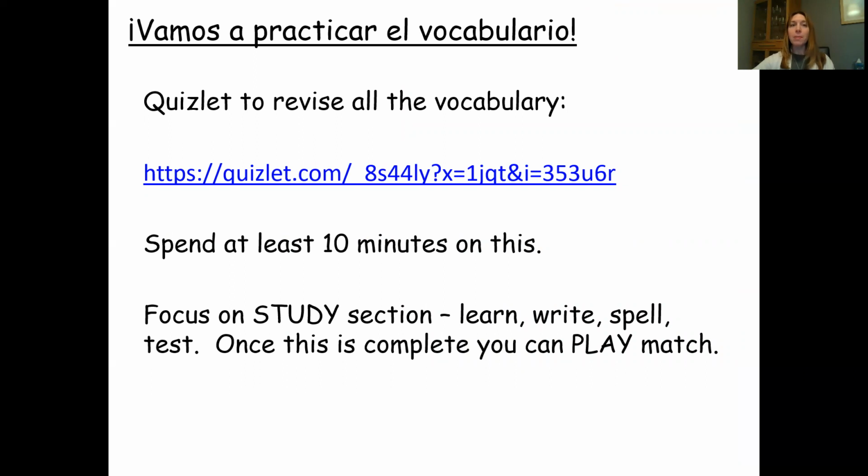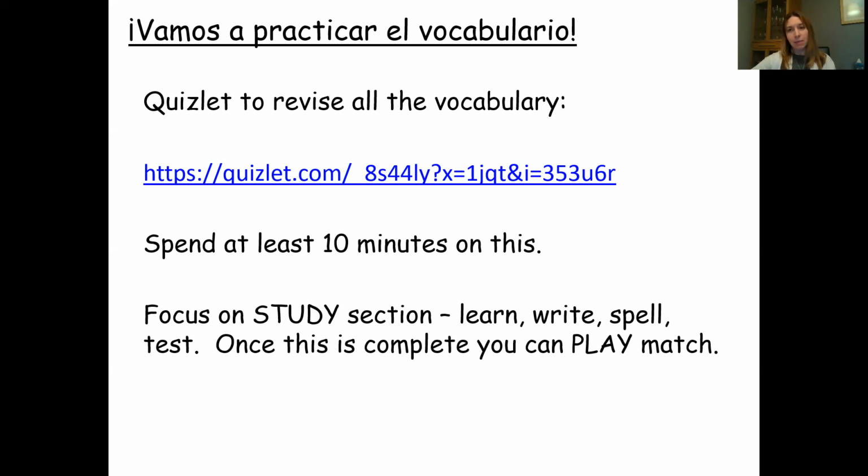Y ahora vamos a practicar el vocabulario. So we're going to practice the vocabulary. I would like all of you to go onto Quizlet, please. There's your link, and hopefully your teacher will have posted it as a separate link so you can click on it really quickly. And I'd like you to revise all the vocabulary that we have done this topic.